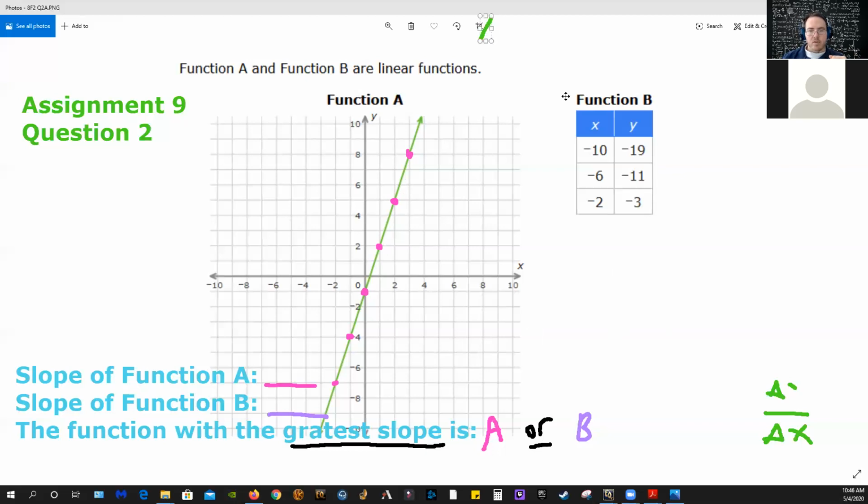For some reason, this didn't travel down. The change in y, the change in x. Okay, so right now what you're doing is counting the slope of the green line by using these pink dots. You're putting that in as the answer for the slope of function A. Then you're using the formula to solve for the slope of function B, y2 minus y1 over x2 minus x1, and you'll put that in the purple answer for B. And then once you have those two, you just tell me which one is bigger. Okay. So that's question 2.